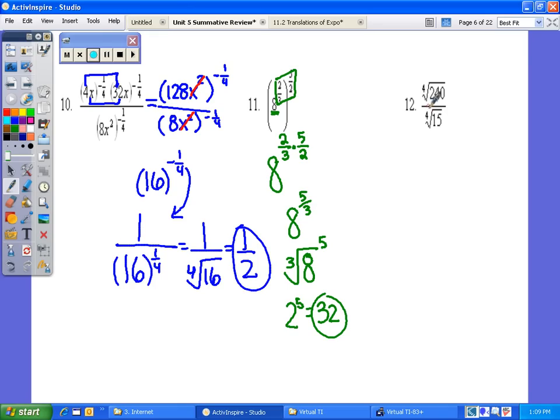Alright, same root, so we can just divide those two. So 240 divided by 15 is 16. And the 4th root of 16 is 2.